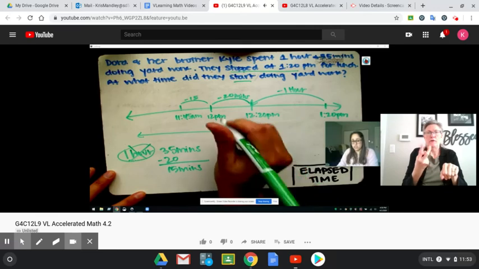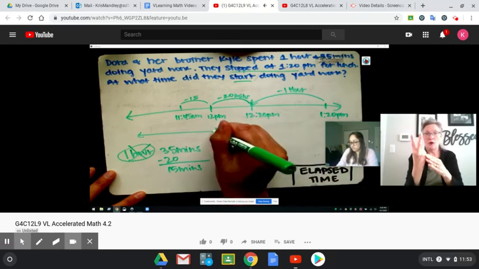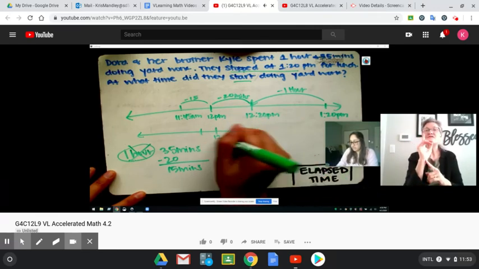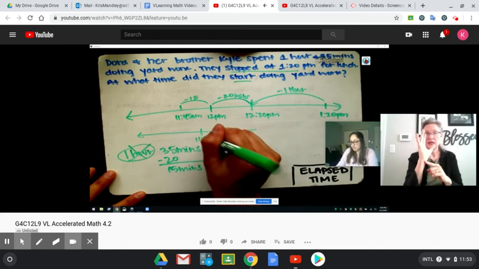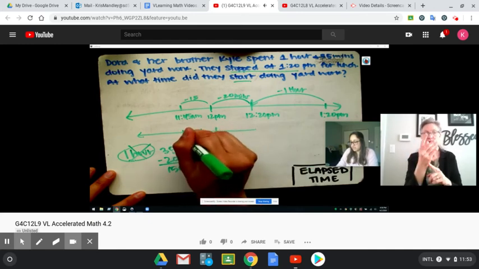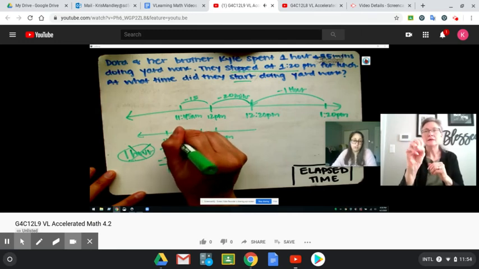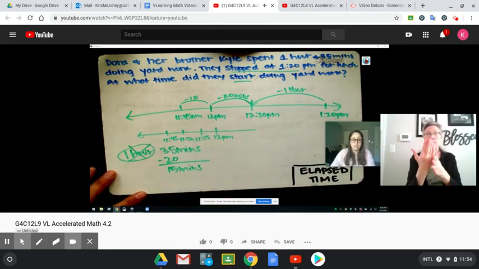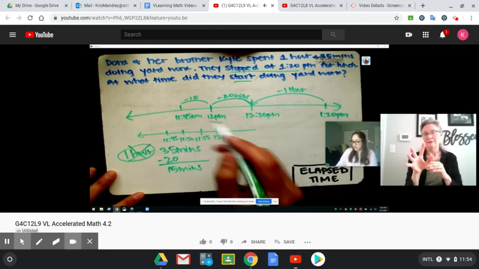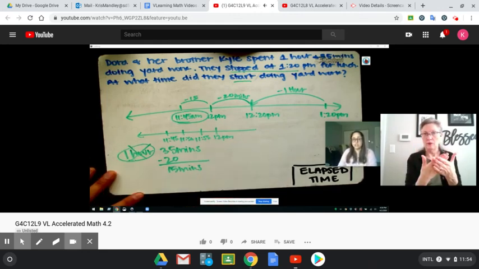Well, you could just start by going 5 minutes earlier, which you would probably know is 11:55, and then another 5, which would be 11:50, and then 11:45, right? You could also move by 10 and then 5, but either way, you're still going to get to that same answer of 11:45 a.m. So what time did they start? They started at 11:45 in the morning.